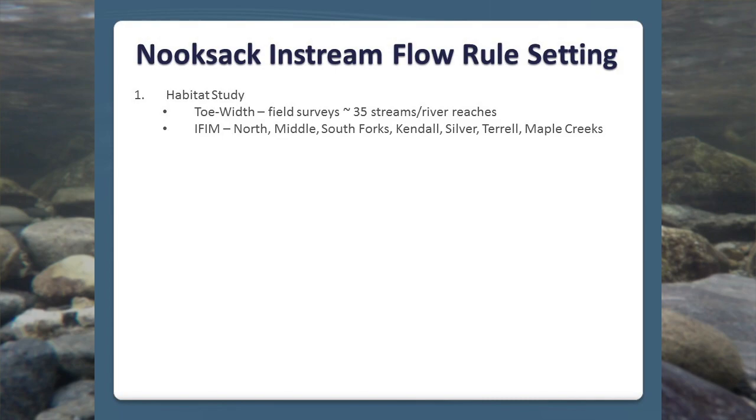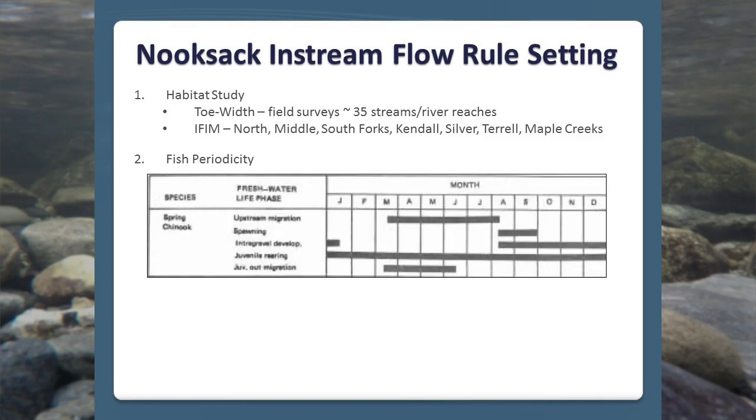Most of the streams and reaches in the Nooksack Basin included a toe width field survey for the habitat portion. But there were a few reaches, the Nooksack Forks, and a few creeks that used the more advanced in-stream flow incremental methodology to establish what flows might be ideal for fish habitat. The second piece is essentially the timing of fish. So what flows are ideal for fish, and then when are the fish in the streams, various reaches, and what life stages are they doing those things.